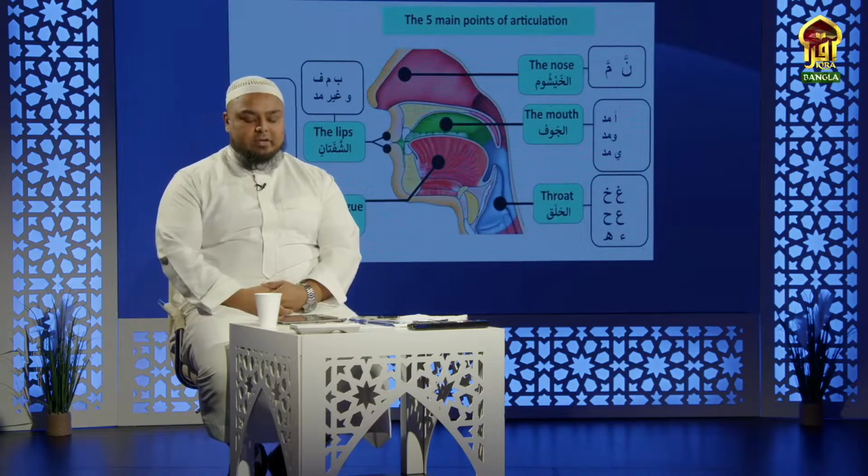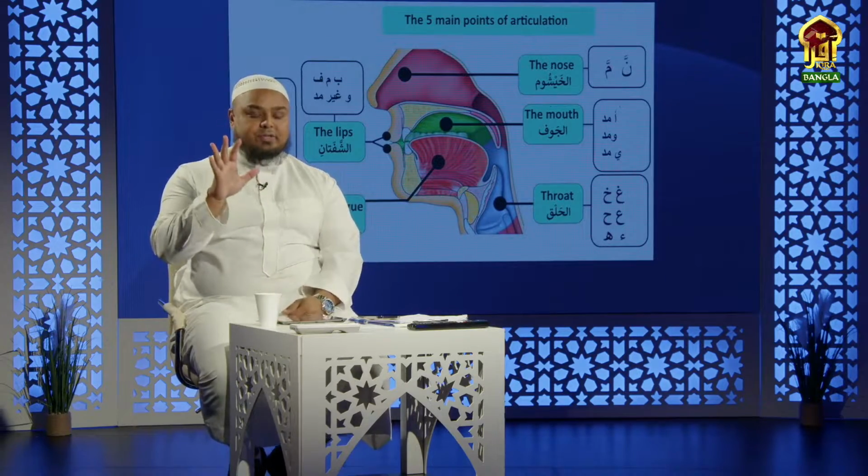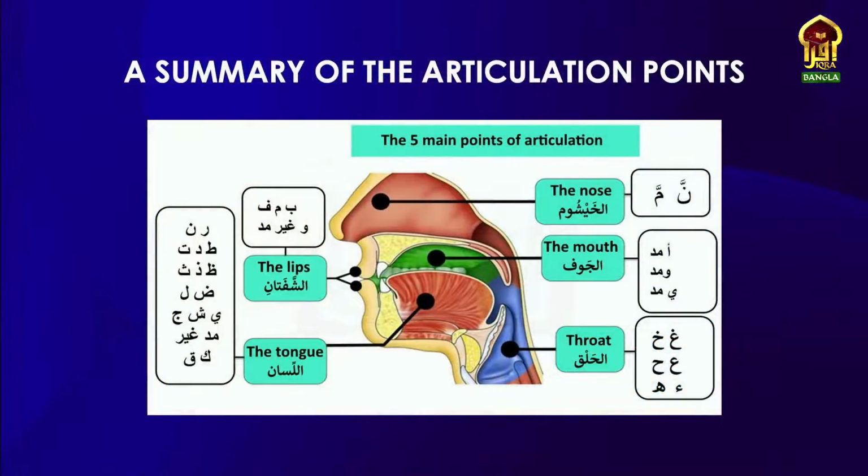If you look at the diagram here, we have 5 groups. We have the nasal area, the nose. We have the mouth area. We have the throat, the lips, and the tongue. All of the letters will come under one of these categories. So we will start from the right side with the nose. The nose has 2 letters, the letter noon and mim.